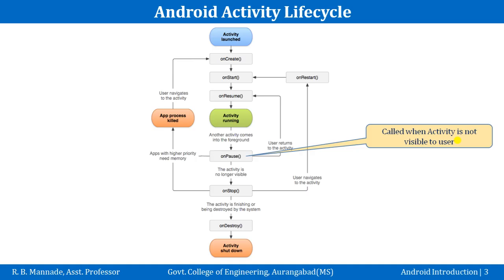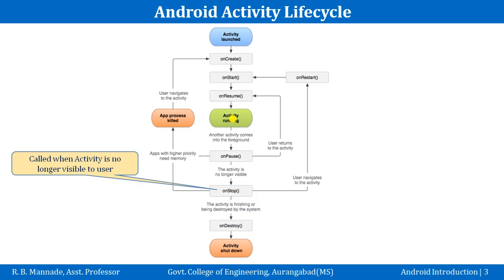And in the case where the activity has been sent to the background by the user, then after some time when the user returns to that particular activity which was sent to the background in the previous case, then again the onResume function is called, and then the activity will be visible to the user again.